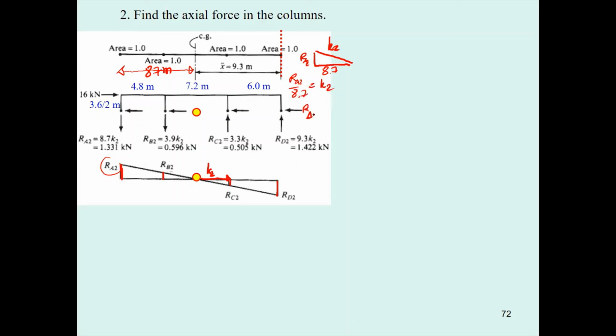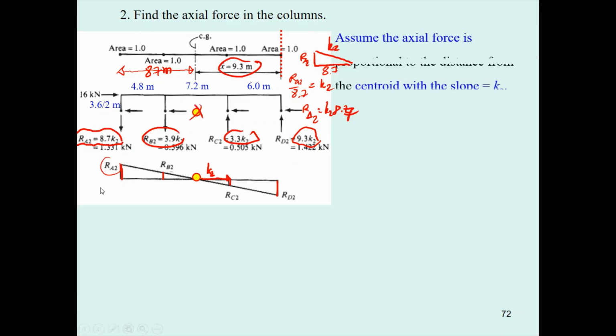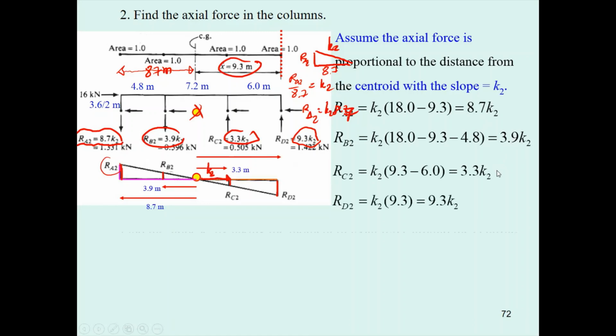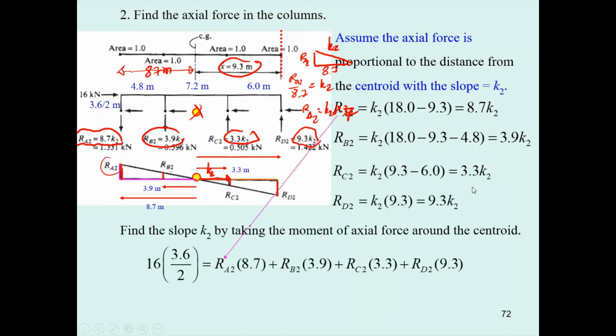And then R sub A2 is going to be K2 times 8.7. And this one is 9.3, so it is K2 times 9.3. So the unknown is going to be the slope K2. This is 3.3 K2. This is 3.9 K2. And you take a moment at that same point by using the force that is based on the slope, and then you get K2.